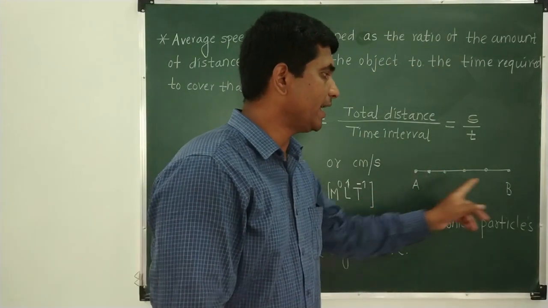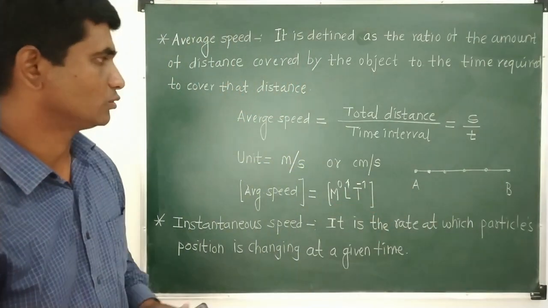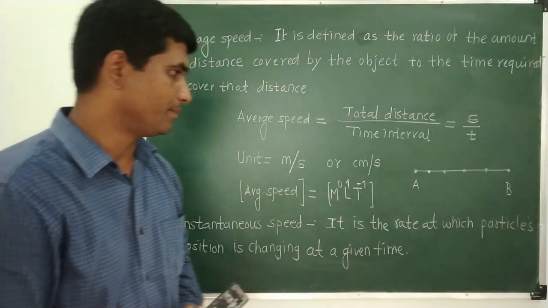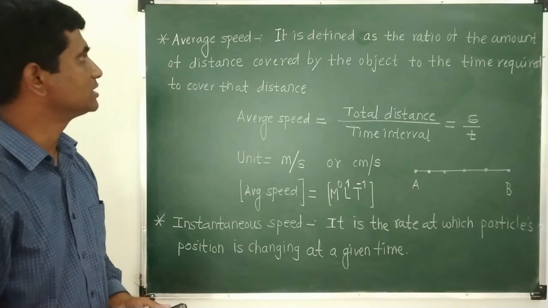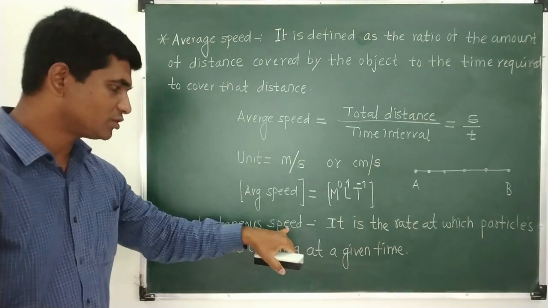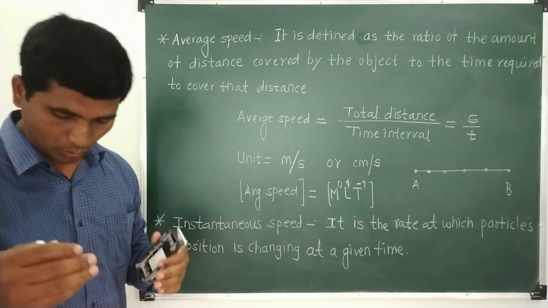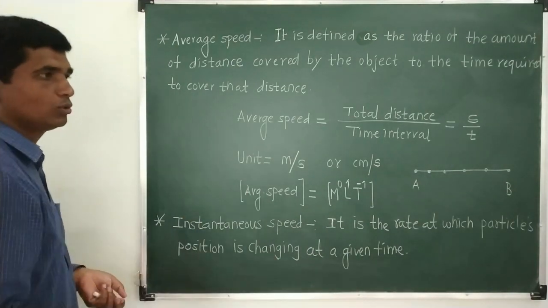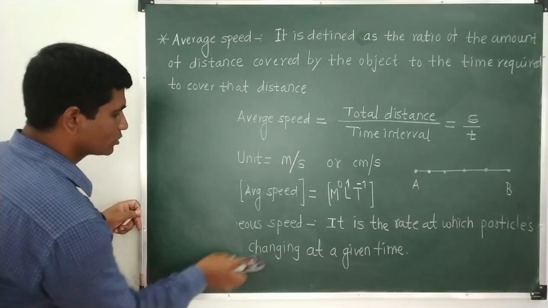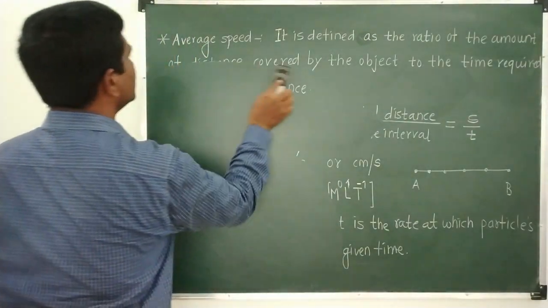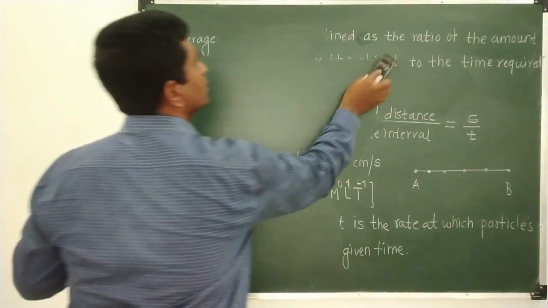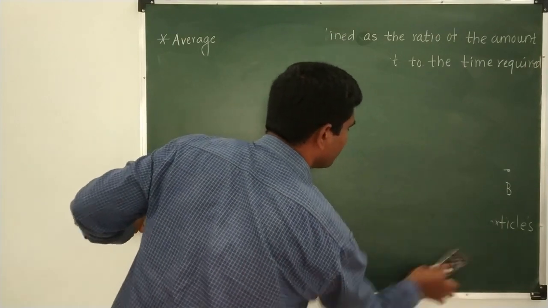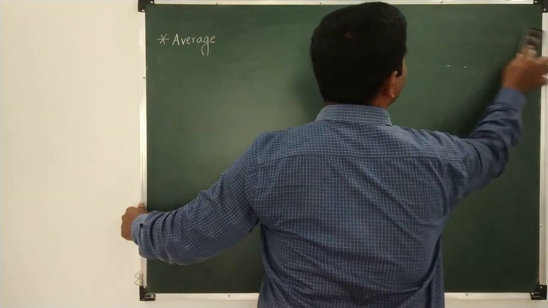So from point A to point B, it is over a total time interval. I hope you have understood this. Now remember, being a speed, instantaneous speed is also a scalar quantity. Now we will move to the next quantity, which is called the average velocity.